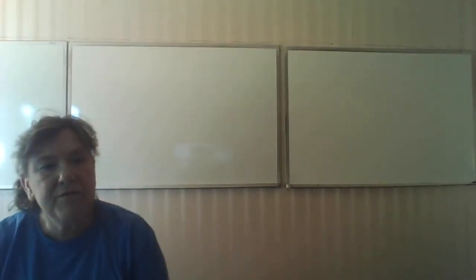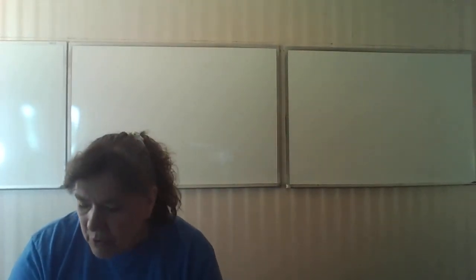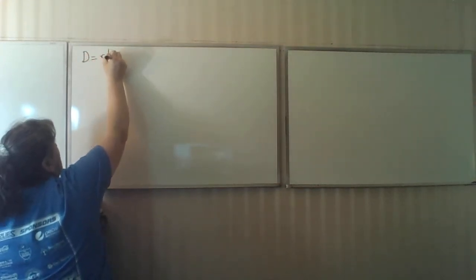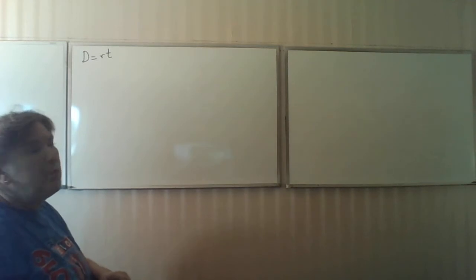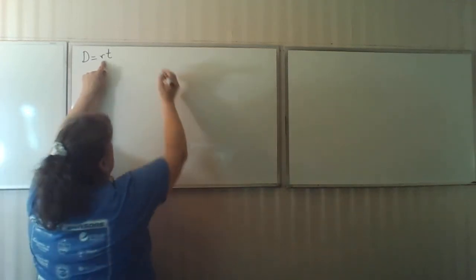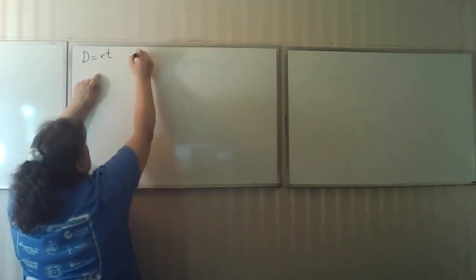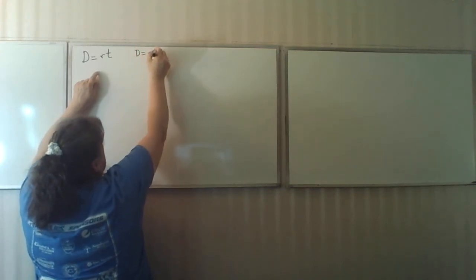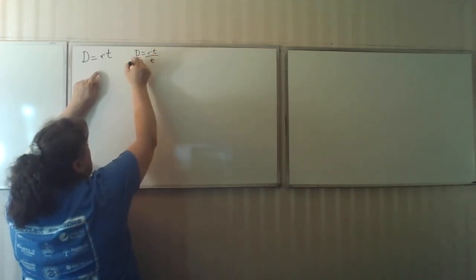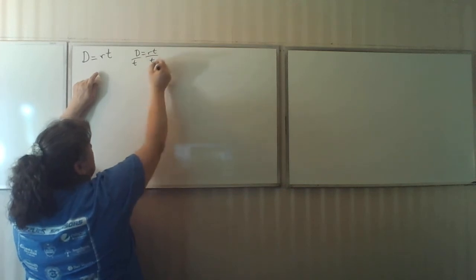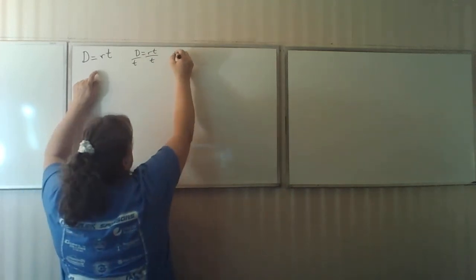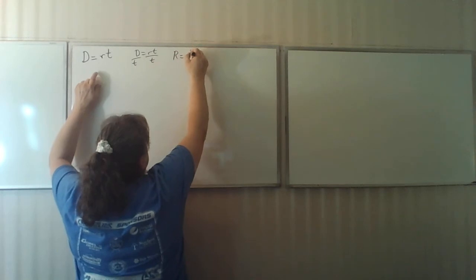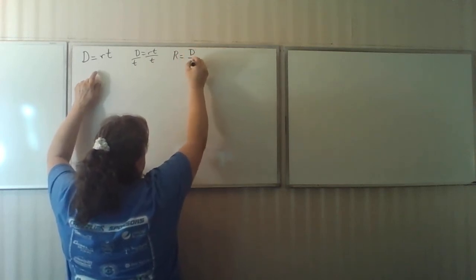Okay, the last video for this particular lesson, and we're going to be dealing with distance problems. Distance problems use a formula. Distance equals rate times time. If we want to know the rate, we're going to divide the two sides by the t, or the time, and we end up with what? We end up with rate is equal to distance divided by time.